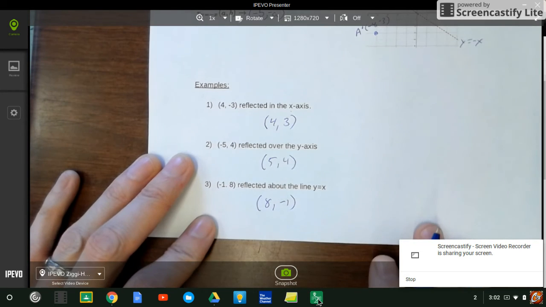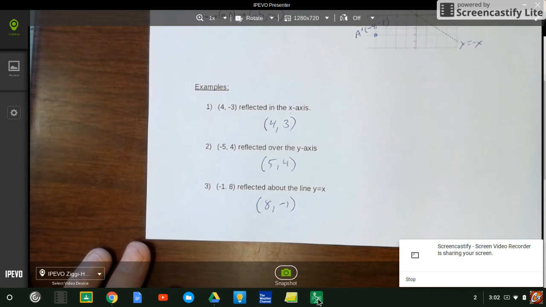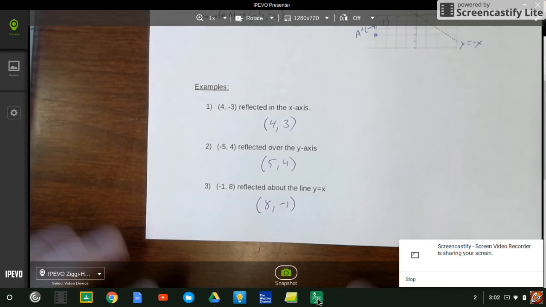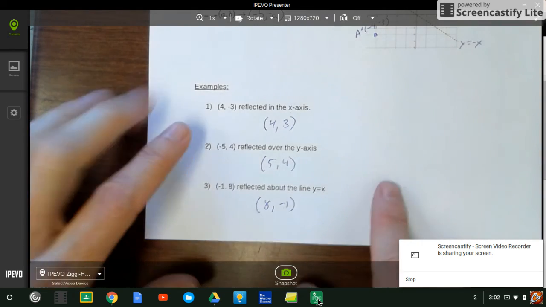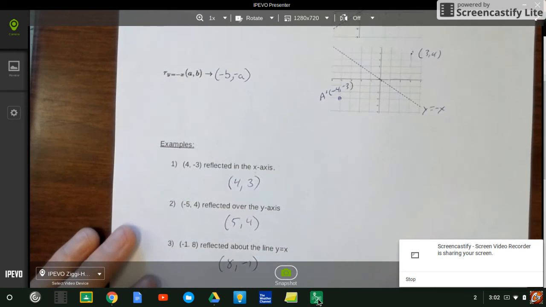And there we go. Try some practice on these. I got some Delta Math for you to try some practice, okay? Give that a shot. We'll come back tomorrow. We'll go over this information. We'll go over these 4 rules, and then we'll also talk about other ways to do reflections.